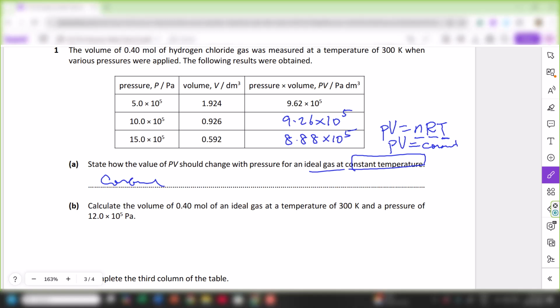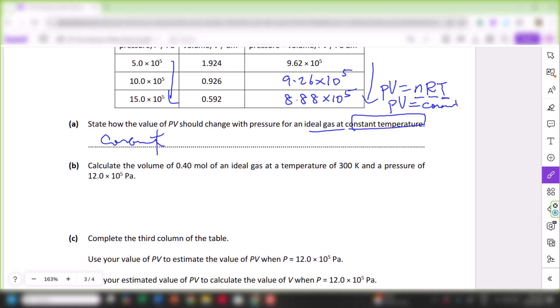You should not be looking at the trend given here, because the trend seems to imply that as P increases, PV decreases, right? But you shouldn't be looking at the trend here, because for part A they're asking about an ideal gas, so you have to be very specific. You have to be very sharp and know what they're trying to ask you.